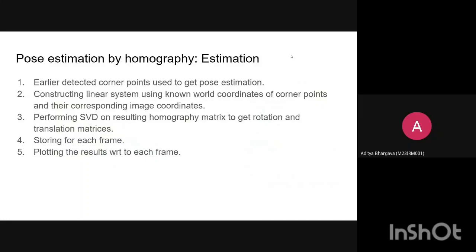Then we are estimating the pose for the frames using homography. The earlier detected corner points are used to get the pose estimation. First, we are constructing a linear system using known world coordinates of corner points and their corresponding image coordinates. Then we are performing SVD on the resulting homography matrix to get rotation and translation matrices, storing them for each frame, and then at the end of the processing for each frame, we are plotting the results.